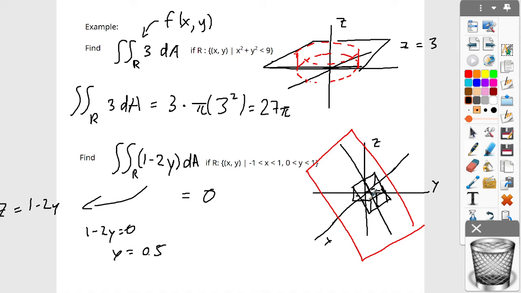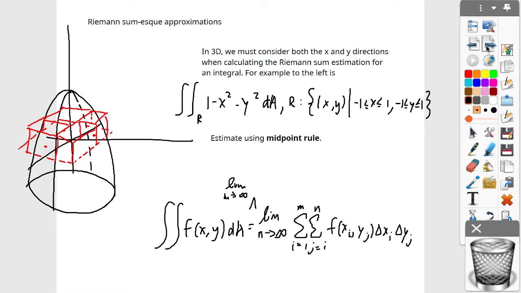Where it's just one rectangular prism right here above the xy plane, and then one triangular prism down here below the xy plane. They have the exact same volume, so the volume is just 0. It doesn't matter what the x difference is. Doesn't matter how much x you're putting, because it doesn't depend on x.